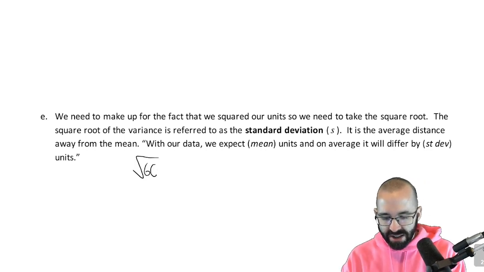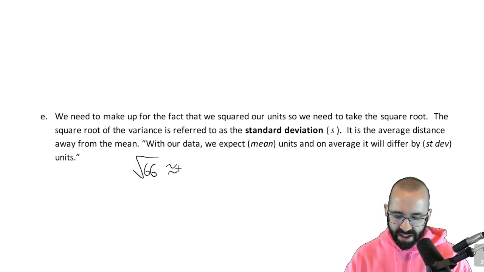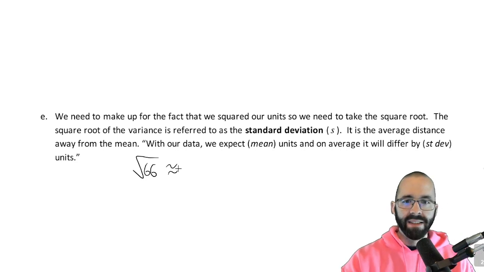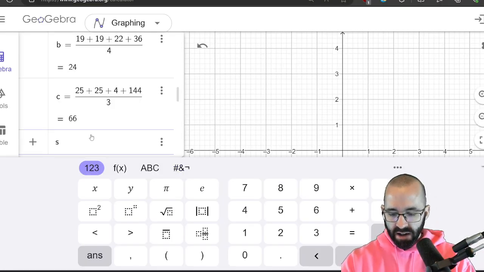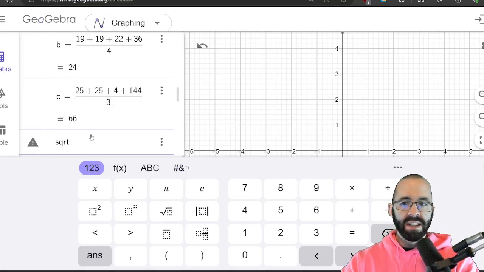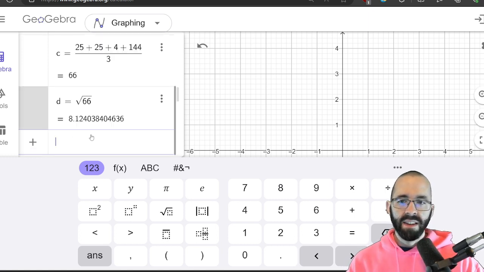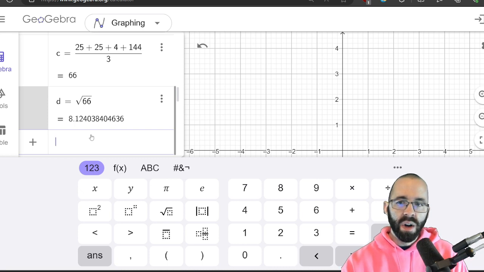So what's the square root of 66? I don't know. Some number a little bit more than 8. On GeoGebra, you can write SQRT and then a parenthesis sign. Press enter. 8.12 about.